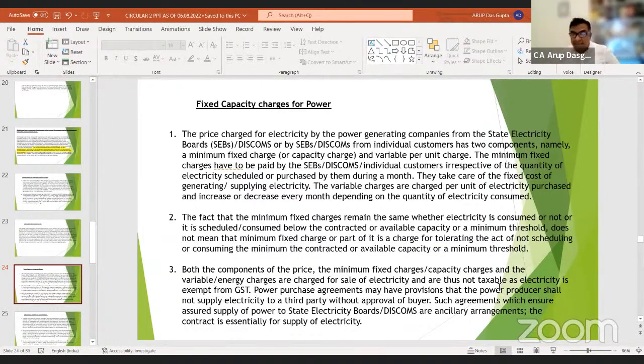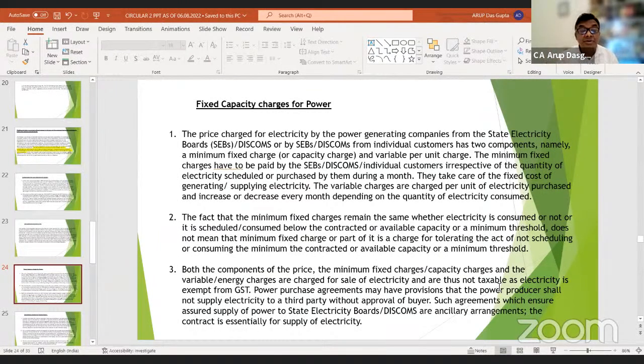So we need to understand that the electricity charges are themselves outside the ambit of GST because they are exempted. Similarly, the fixed capacity charges which are given to the electricity companies to cover their fixed overheads are also in the nature of electricity charges, and therefore that is also exempted.